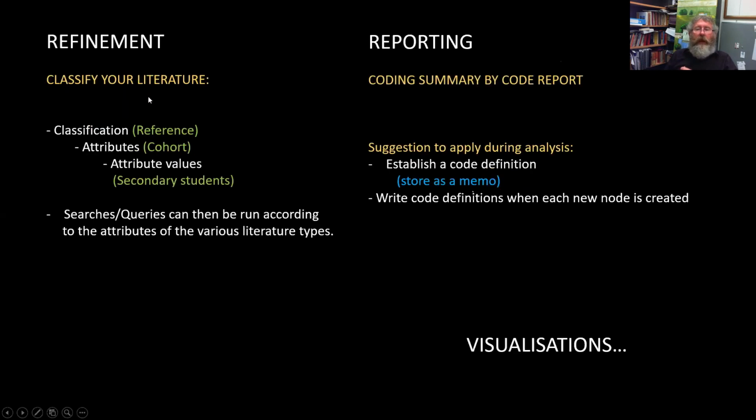And then an extra refinement that we can add, which is classifying our literature, so that we might want to say, these particular references deal with different cohorts. And so I want to be able to sort out where there are secondary students versus primary students versus adults. So we'll look at that as a simple refinement that can help us. And then I'll show you where to find the coding summary and visualizations we've mentioned. Any questions at this point?